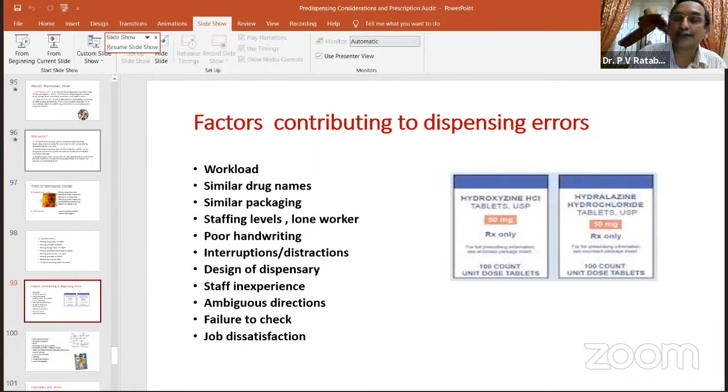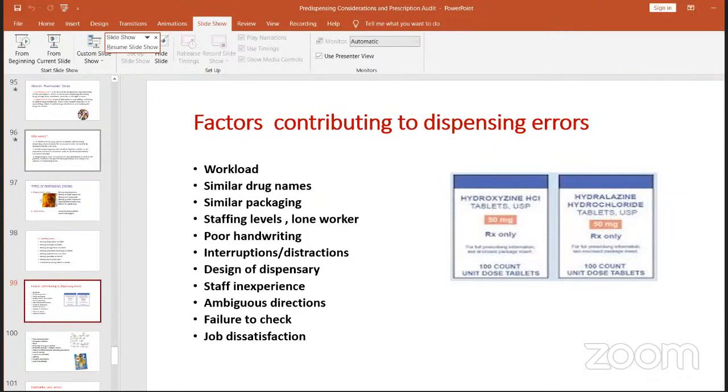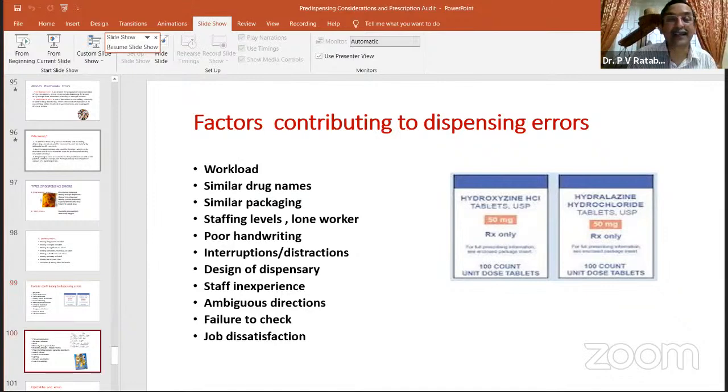So what are the factors contributing to dispensing errors? Workload, similar drug names, similar packaging, staffing levels. If there's only one pharmacist in a busy pharmacy, poor handwriting, interruptions, distractions, a phone call from your girlfriend. You'll be more interested in listening to her rather than dispensing. Design of dispensary: if it is a crowded dispensary, then you may have less time, less space. Staff inexperience, ambiguous directions by the doctor, failure to check and recheck, job dissatisfaction. You are not interested in your job. Just because you have no job, you have joined the pharmacy. So you are not actually happy. But you are dispensing. So there also you can commit an error.